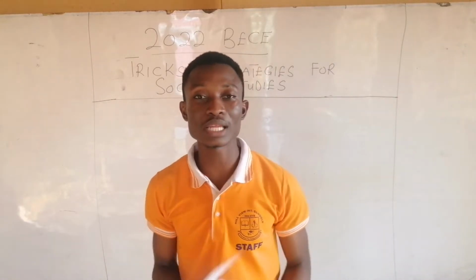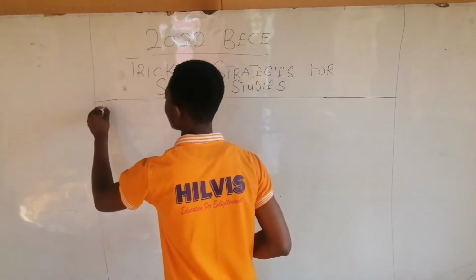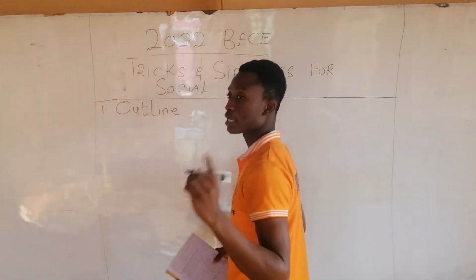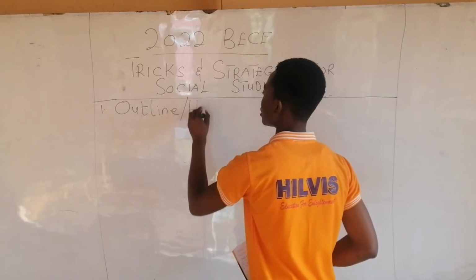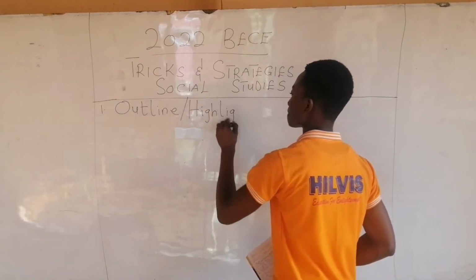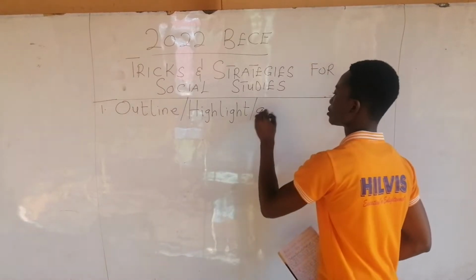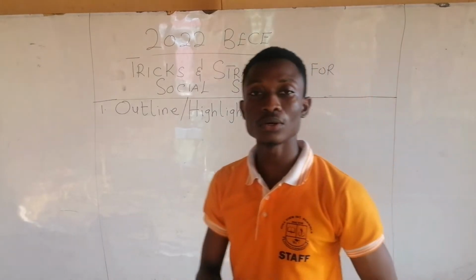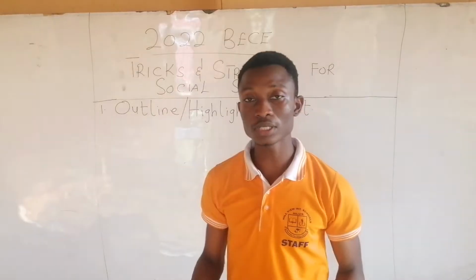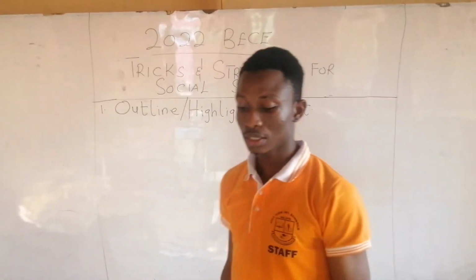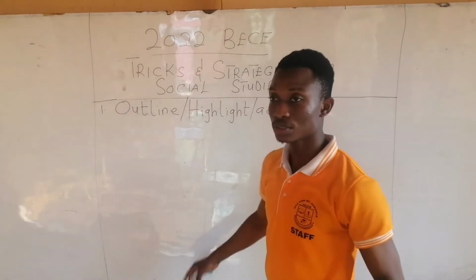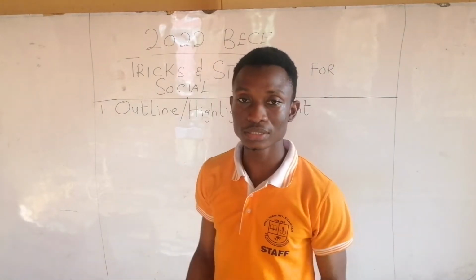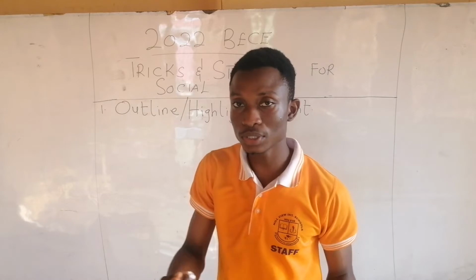First one, I have outline. Outline or highlight. Or account. Good. We are first looking at outline or highlight or account. You actually have the same rubrics. Yes. Now when you take outline, highlight, or account, if a question introduces itself with outline, how do you answer such a question? How do you approach such a question?